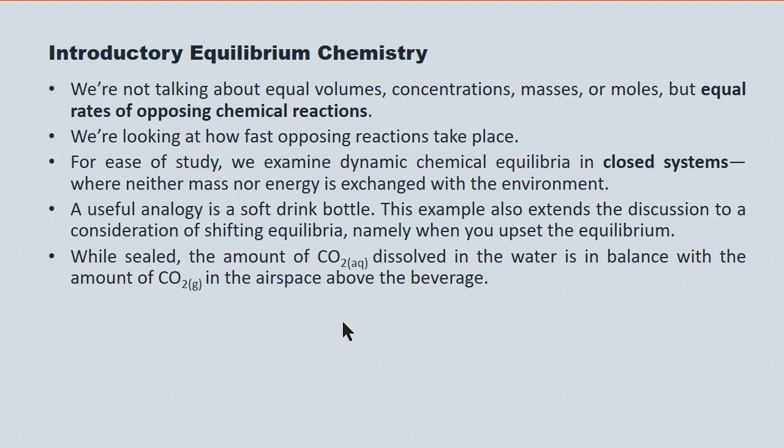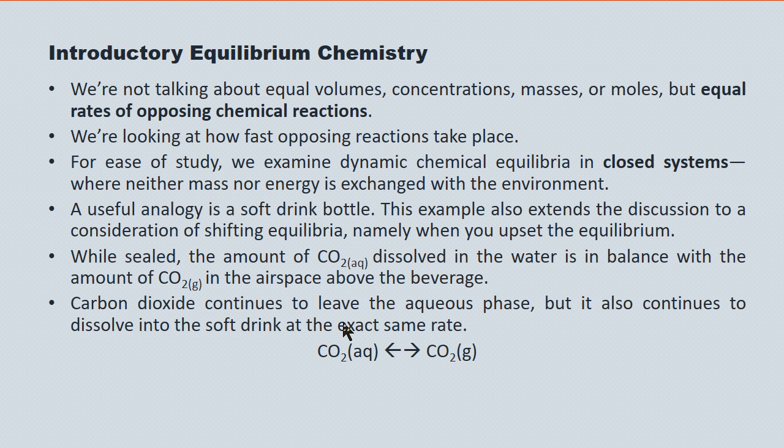So when sealed, we've got a bottle of pop, and of course it's carbonated. What that means is that under pressure, we've dissolved carbon dioxide into the liquid. And the carbon dioxide in the liquid is in balance with carbon dioxide in the small amount of airspace above the pop. And it's called a phase change equilibrium. And we write it as a reaction like this.